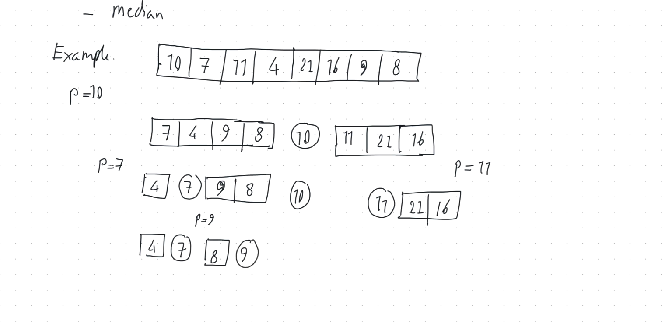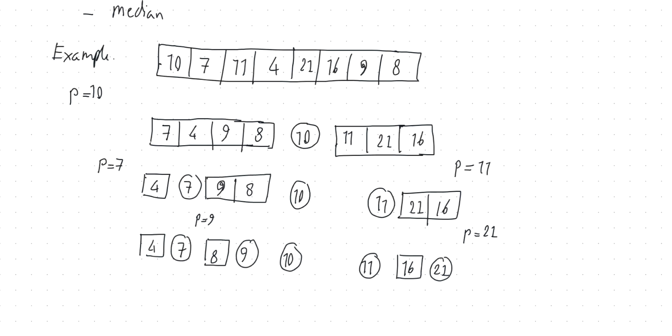Then we have 10, then we have 11, and then here for these guys, again, the size is 2, so the pivot is the first element, 21, and then everything that is less than the pivot is 16. Then we have the pivot, 21, and then the empty subarray for everything that is greater than the pivot, which there isn't.